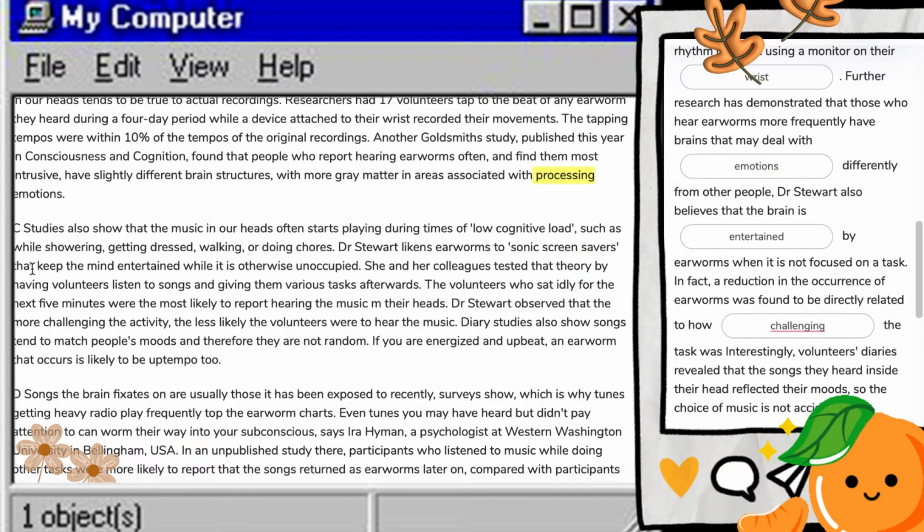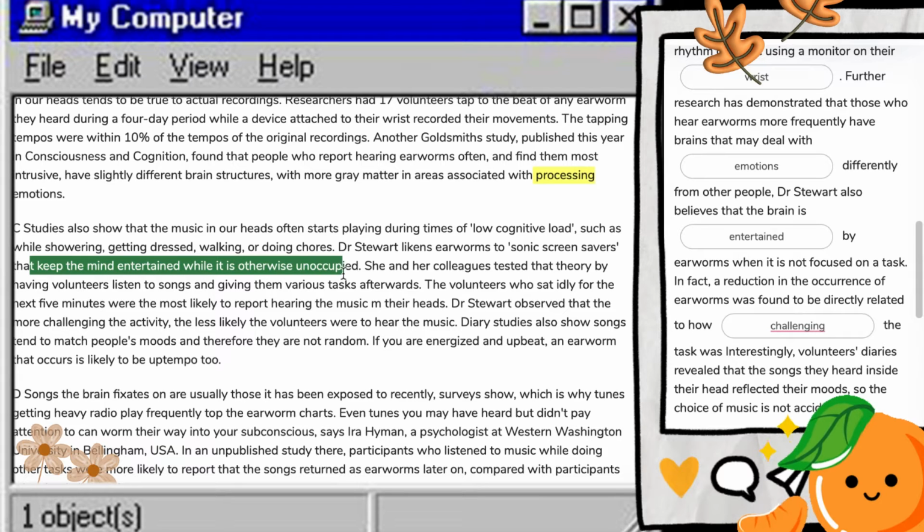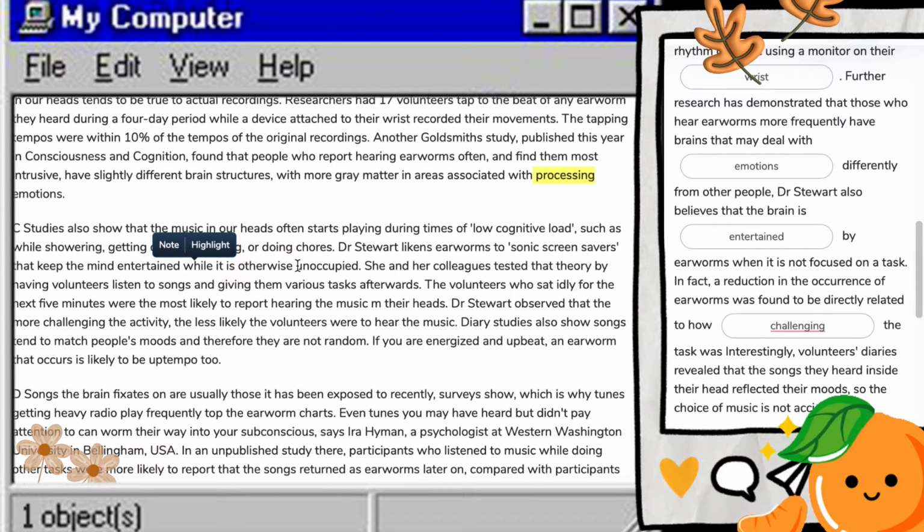It keeps the mind entertained while otherwise unoccupied. So the missing word is entertained. Unoccupied is another way of saying not doing any task or not focused on any task. So you find the word unoccupied and you can choose entertain.